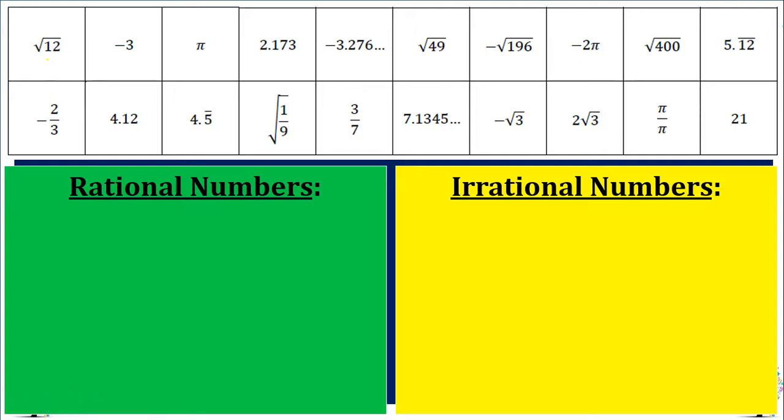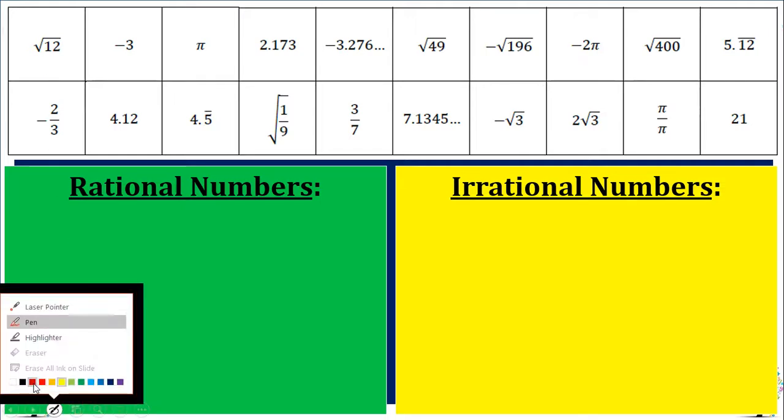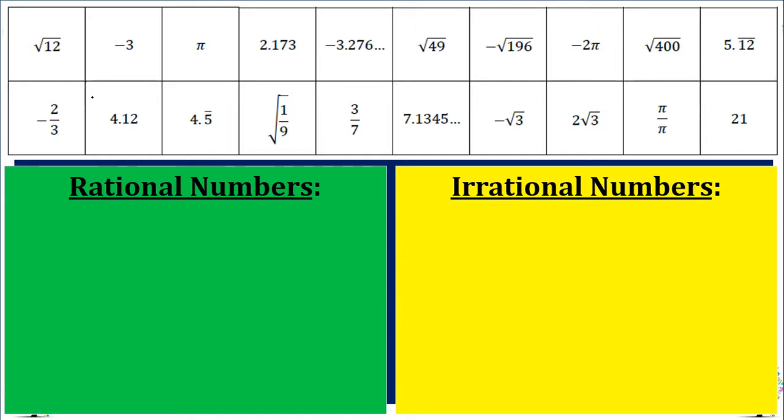So this is what makes a repeating decimal rational, because we can write it as a fraction. Now I'm going to go through each of these and let's convert them, if we can, to a ratio. And if not, then we know it's irrational. The square root of 12 is not perfect, so it is an irrational number. -3 can convert to -3 over 1. Pi, we already said, is irrational. 2.173 terminates. Therefore, it's rational. We have negative 3.276, and it doesn't repeat and it doesn't terminate, so it is irrational.